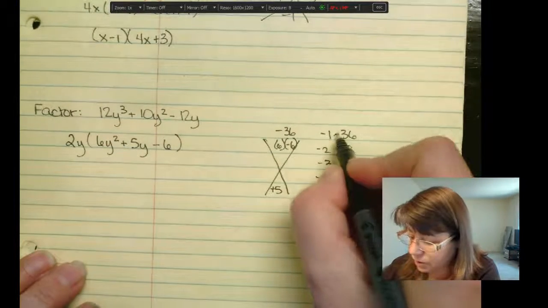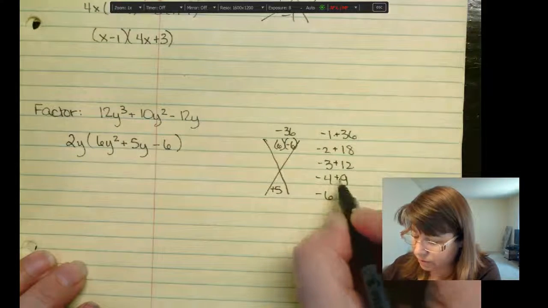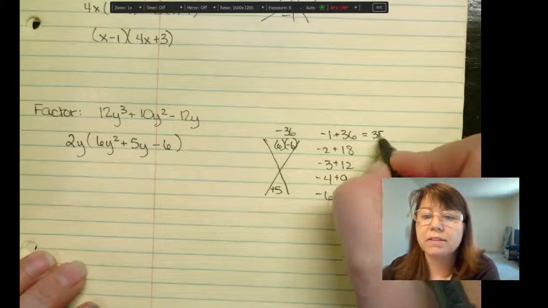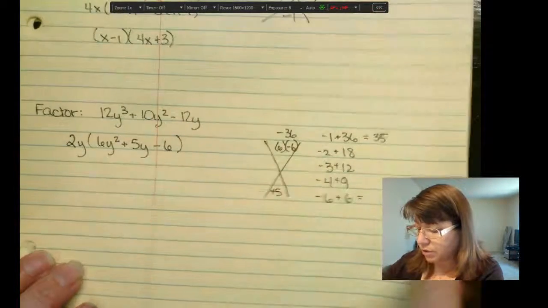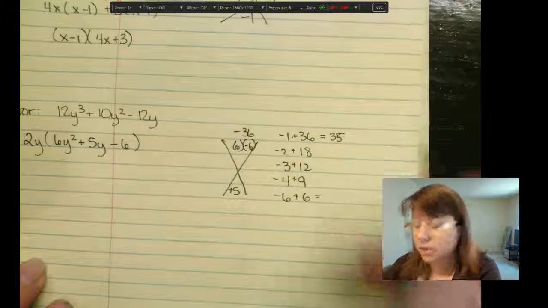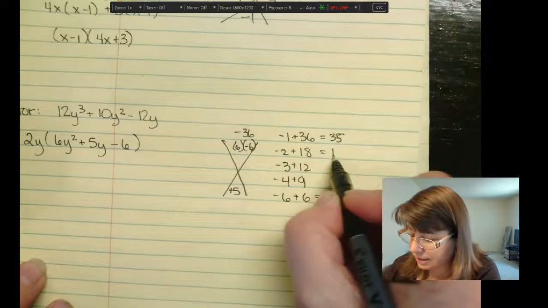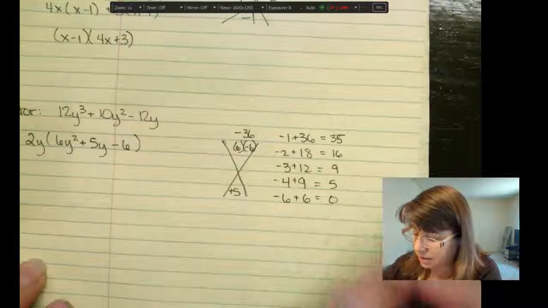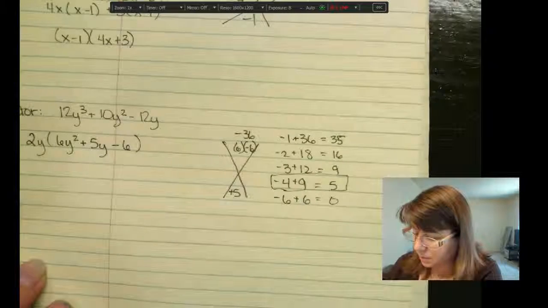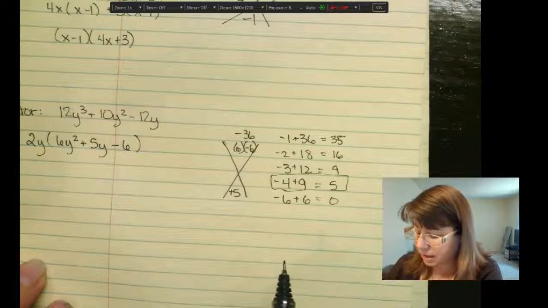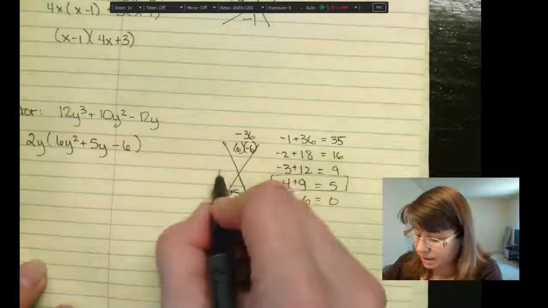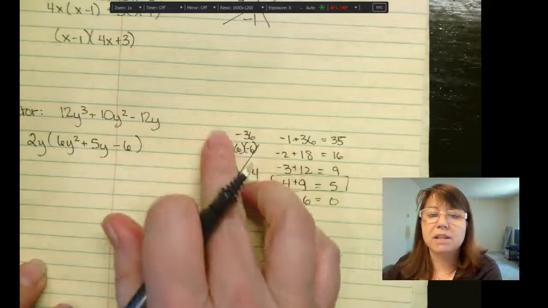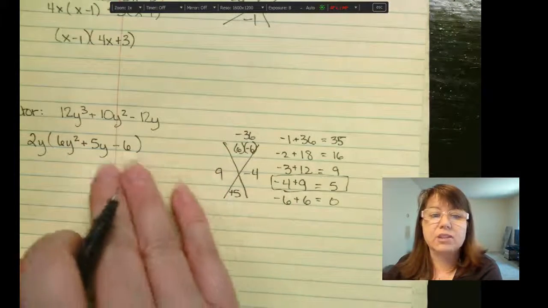If I add those two together, well, let's see, that's going to be 35. Move it over just a little bit. It's going to be 35, 16, 9, 5, and 0. So it looks like my combination is going to be a negative 4 and a positive 9. Now it doesn't matter how I write these in, 9 and a negative 4. Both of those will get me back up to the negative 36, and they do add to a 5.